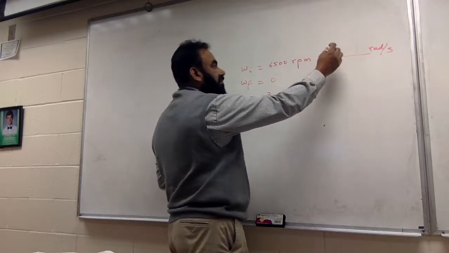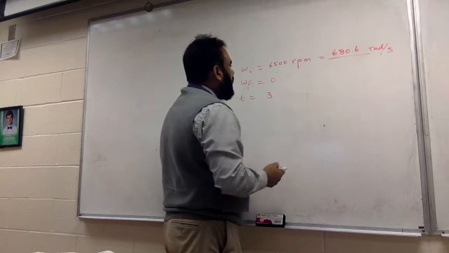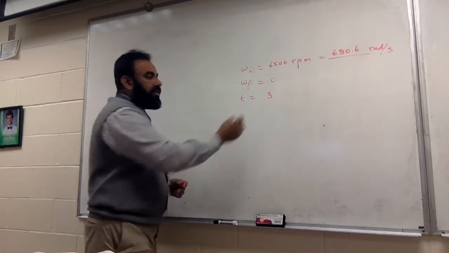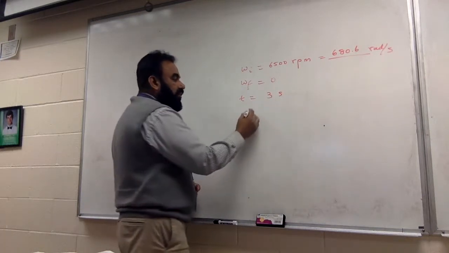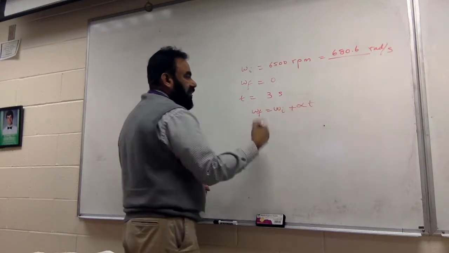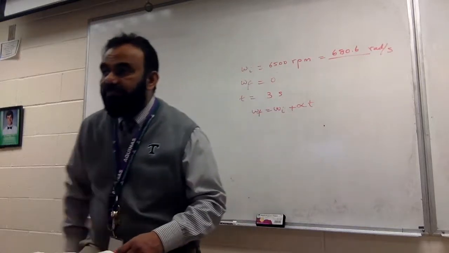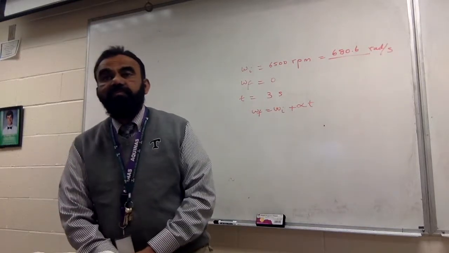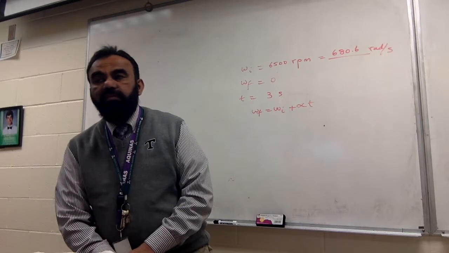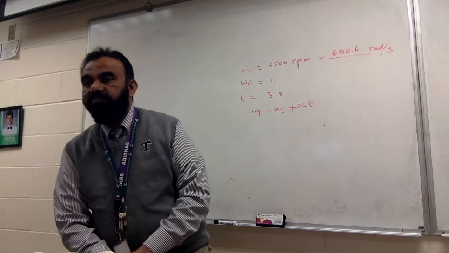How much is that? 680.6. So you have that, and then you should be able to do it. The equation that we're going to use is omega final equal to omega initial plus alpha t. Substitute and get the answers. Anyone has the answer?